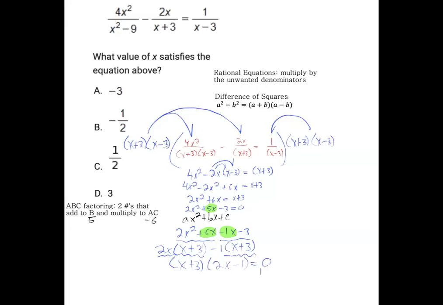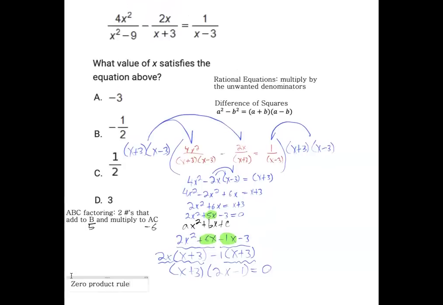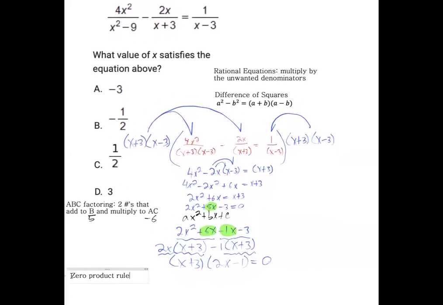So now we're going to use the zero product rule, which is simply the idea that if these two parentheses are multiplied together with an answer of 0, you set each individual one equal to 0, and you get your two answers that way. Take away 3 from both sides, add 1 to both sides, divide by 2, and we have negative 3 and 1/2. Now, there's yet another issue here.